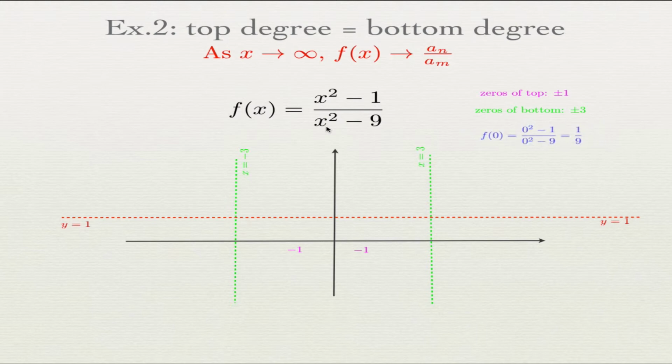So now we evaluate f of 0. We get a positive 1/9. So if it's positive here, it must be positive in between negative 1 and positive 1. So the middle will look like that. And of course, since we don't have any x-intercepts out here, everything must be positive on either extreme.